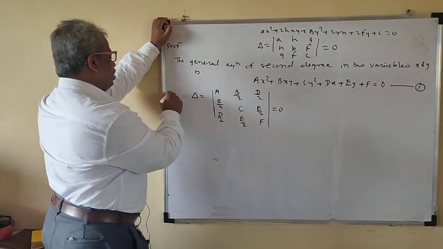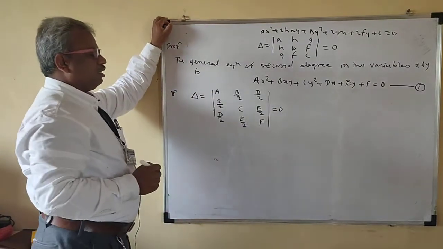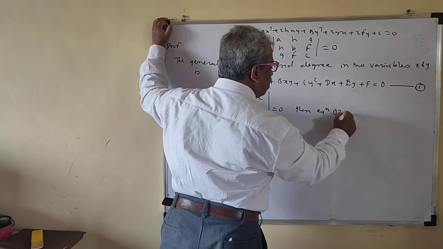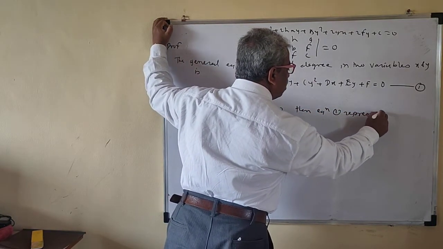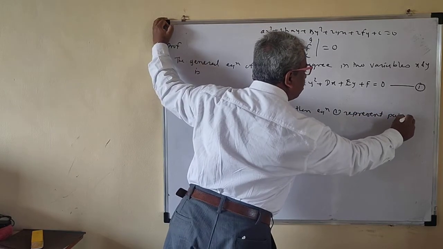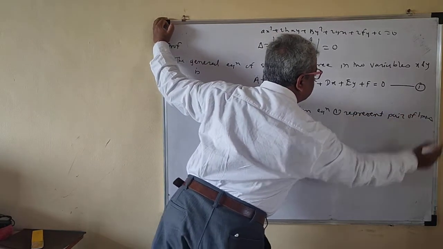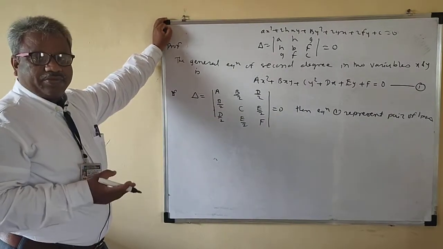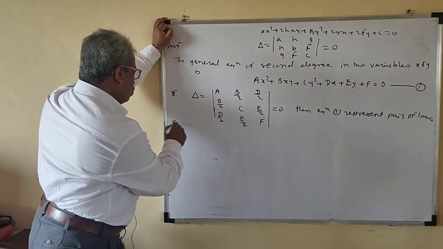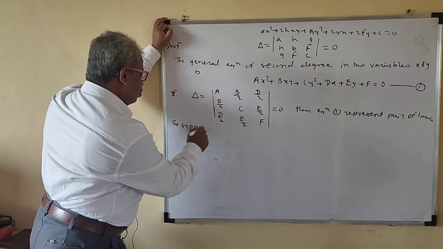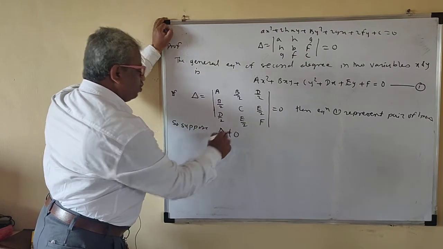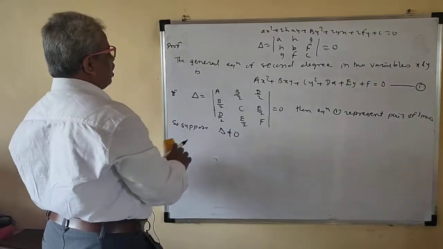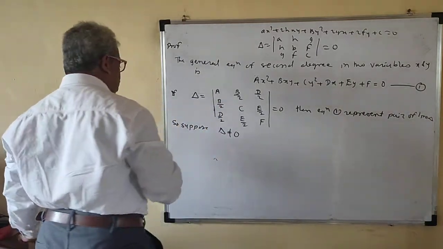So if delta is equal to 0, then equation 1 represents a pair of lines. Directly we write this because we are familiar with this one. Okay, so suppose delta not equal to 0. That means this determinant is not equal to 0.